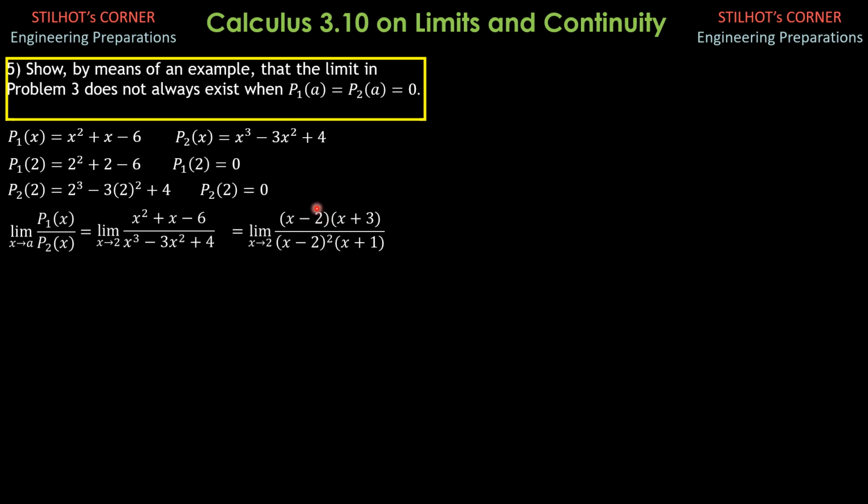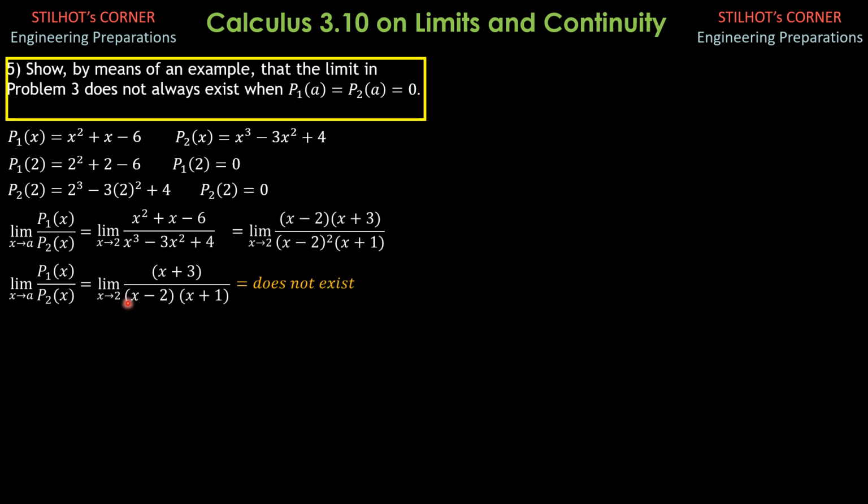So take note that we can only cancel one x minus 2, and we simplify this into limit as x approaches a of p1 of x over p sub 2 of x is limit as x approaches 2 of x plus 3 over quantity x minus 2 times x plus 1. Since as x approaches 2, this x minus 2 approaches 0, and we cannot cancel this anymore. Therefore, that's the case. This is the case where the limit, when the function value of the denominator when x is equal to a equals 0, does not exist. So this is just one example where the limit does not exist.